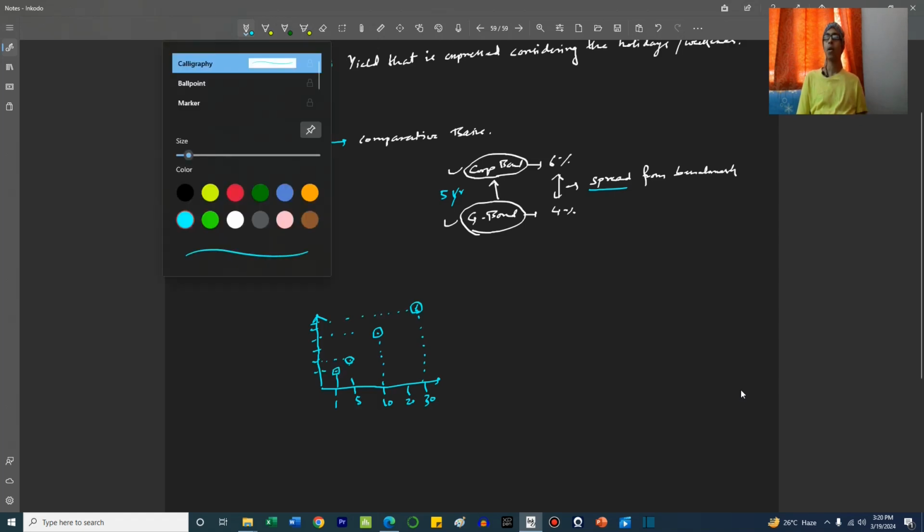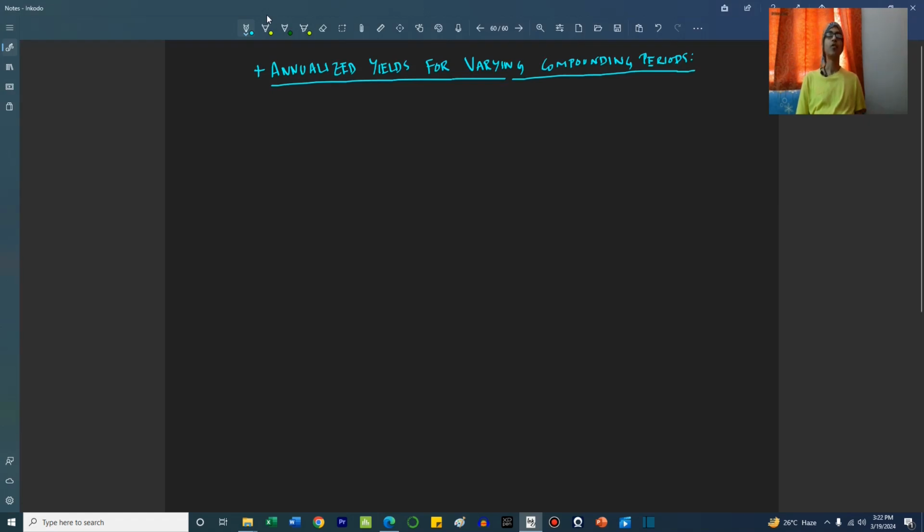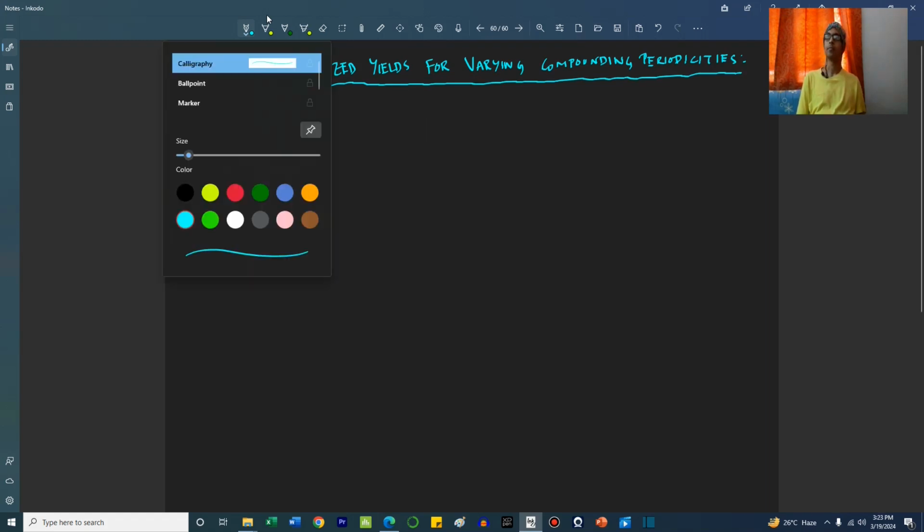Now if we can draw a curve here like this, this curve will be called the term structure of spread. Term structure of spread over benchmark. Annualized yields for varying compounding periodicities. Let's see what we mean by this.